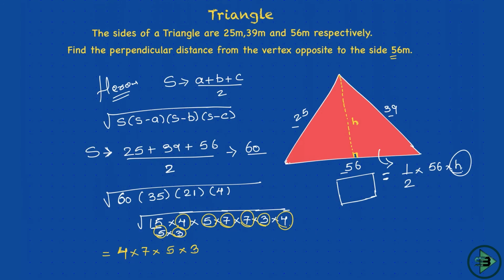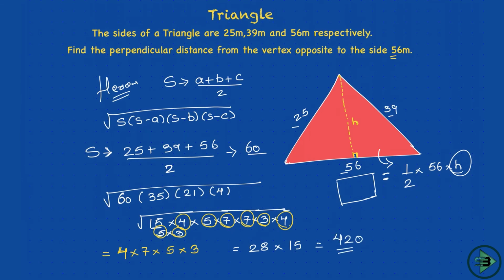So the answer is what now? Just multiply this. 7 into 4 is 28. Into what? 5 into 3 is what? 15. So 28 into 15 should be your final answer to this. So let's just multiply 28 into 15. What is this? 420. So 420 is your answer.